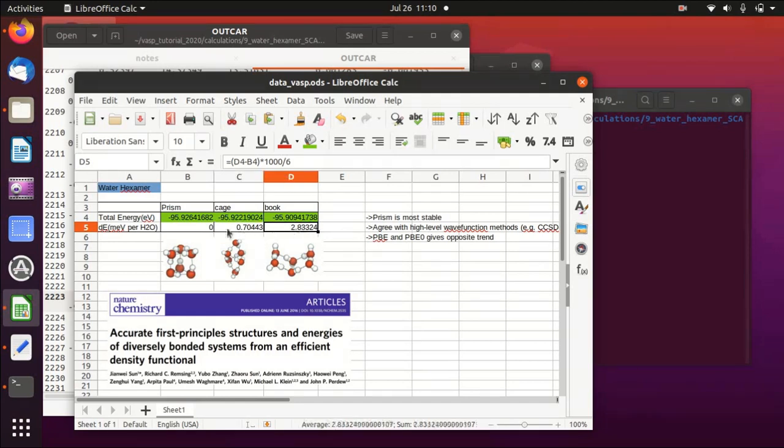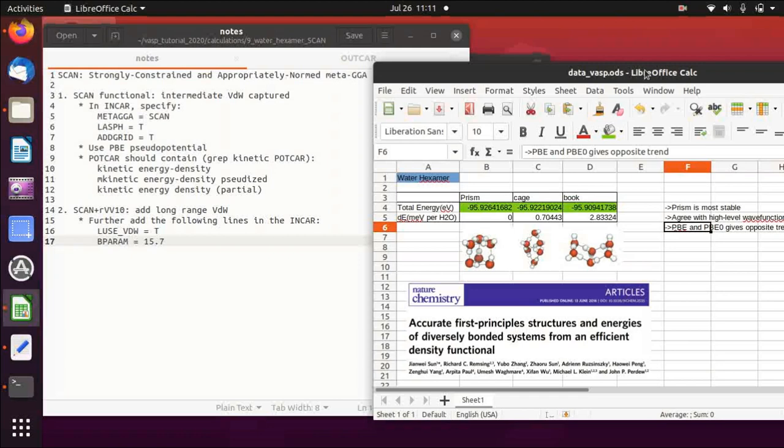And then you see that the prism has the lowest total energy, which makes it the most stable. So the prediction by SCAN is that prism is the most stable, and this is in agreement with high-level wave function methods, for example CCSD(T). Actually, PBE and PBE0 give the opposite trend, where prism is the most unstable one, so they get it wrong. Here, what we learn is that the SCAN functional is good for this intermediate van der Waals interaction, and it does better than PBE and even PBE0.